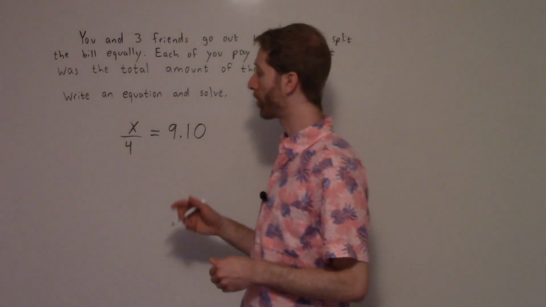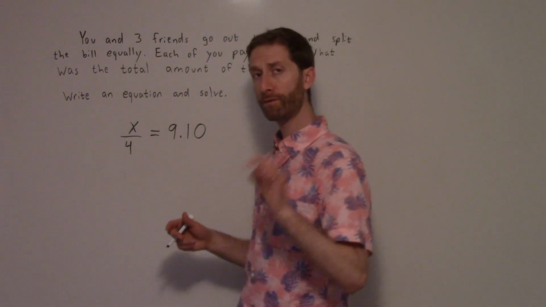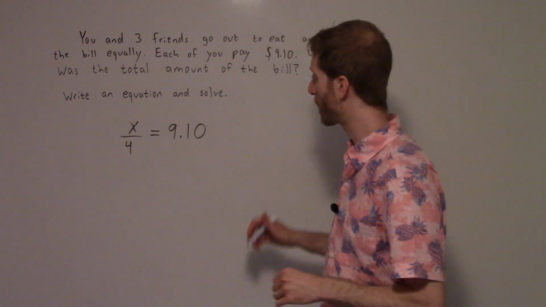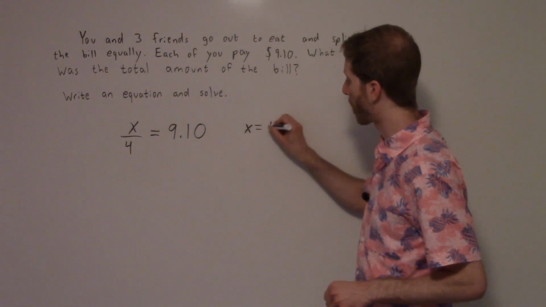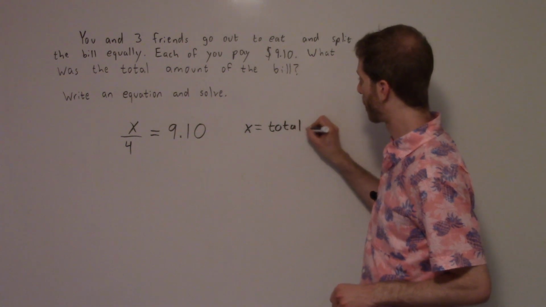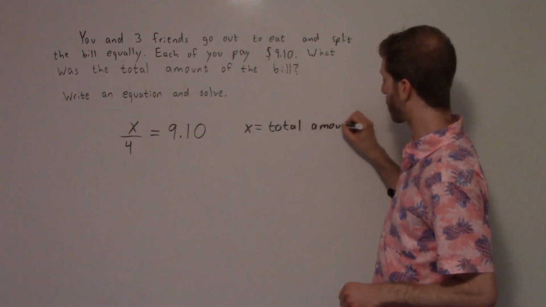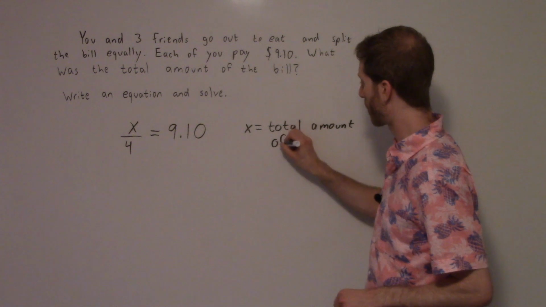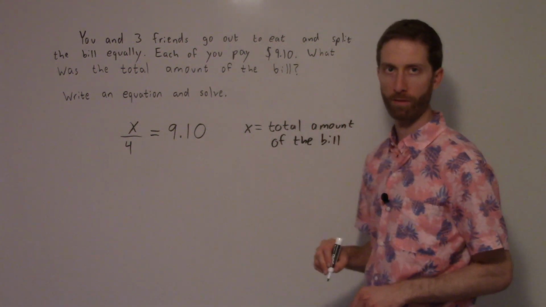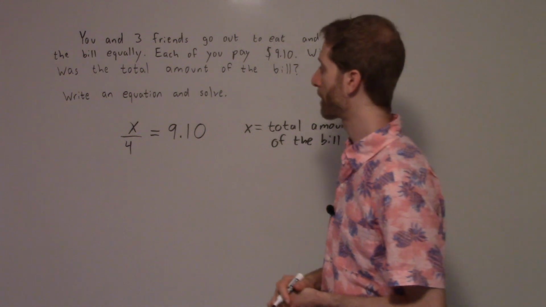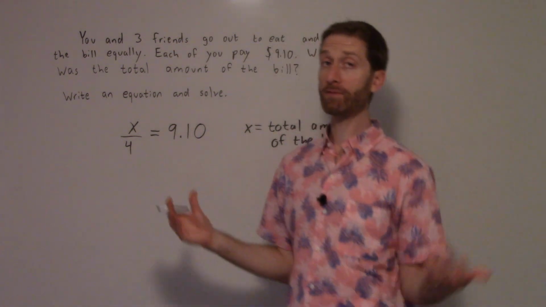Now, from here, what I would suggest is I would first define our variable. So we need to know what x means. So I would define x equals the total amount of the bill. So total amount of the bill. And in this way, you know what x stands for, right? So that's going to be in dollars. So now we've got an equation. All we have to do is solve it.